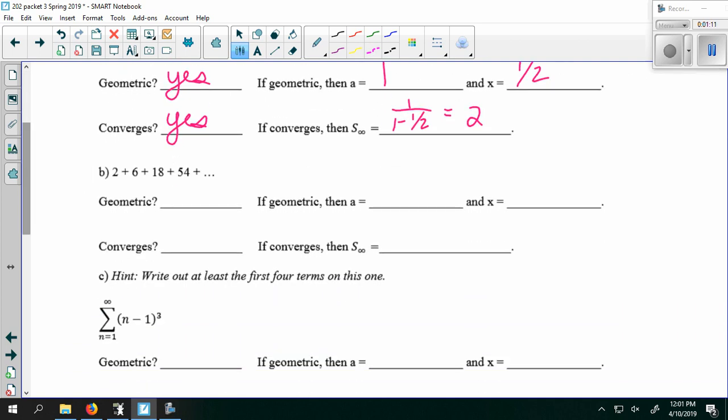Okay, 2 plus 6 plus 18 plus 54. Is this geometric? Well, let's see. 2 times what gives you 6? Times 3. And 6 times 3 is 18, times 3 is 54. So yes, this is geometric. The first term in the series, a, is 2. The constant multiplier x is 3. But that constant multiplier of 3 is not between -1 and 1, so this does not converge. So this is NA, right? The sum is not finite.